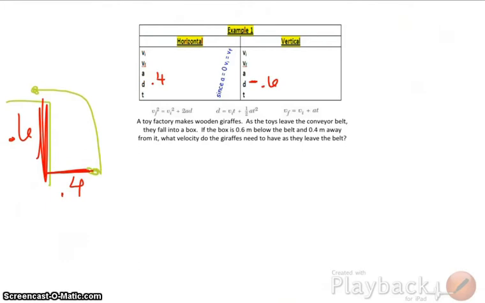Okay, now, we took care of all the numbers, but we don't have everything we need. So let's see what we can fill in. The vertical is really where we can fill things in a lot. We're starting with an initial vertical velocity, so our initial velocity is 0. Our acceleration is negative 9.81.